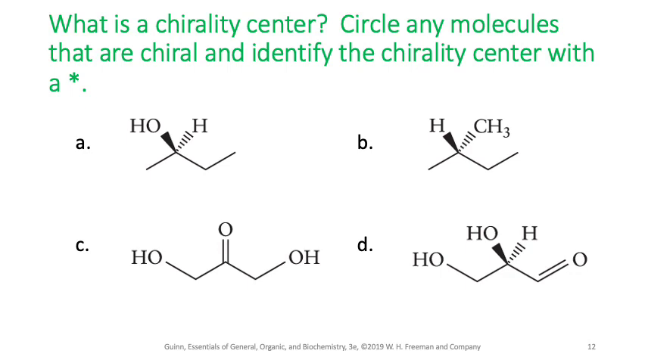So let's try to do one problem based on chirality, and let's apply the concept that we just learned. What is a chirality center? A chirality center is a carbon that is bonded to 4 different groups or 4 different atoms. Circle any molecules that are chiral and identify the chirality center with a star mark, right? So let's start with A.